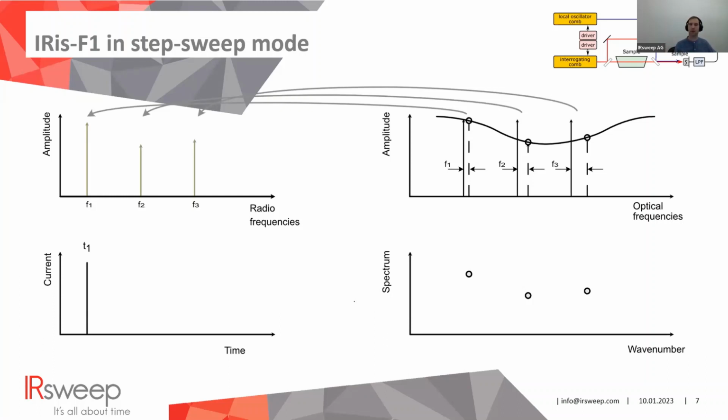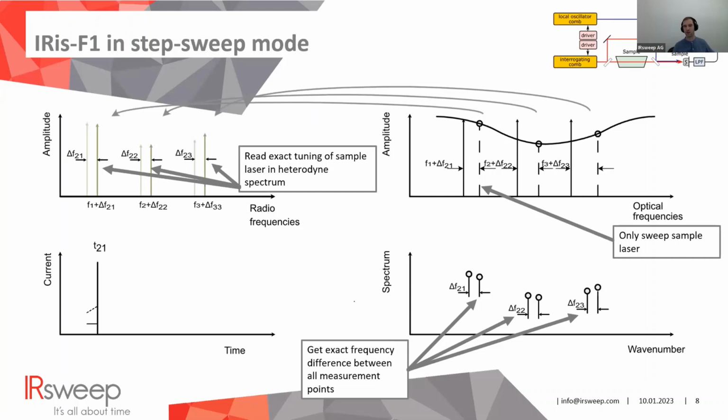So in the first step, we only move one of our lasers, which means we increase the spacing between beating comb modes, which means we will also move all of our radio frequencies. Why is this great? Because now we can accurately measure the step size that we did in the optical domain directly from our radio frequency spectrum. So we get a very accurate measure of the step that we did in the spectrum.